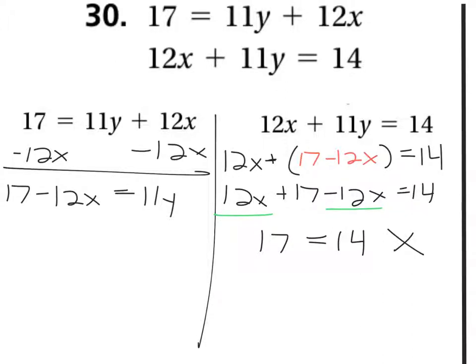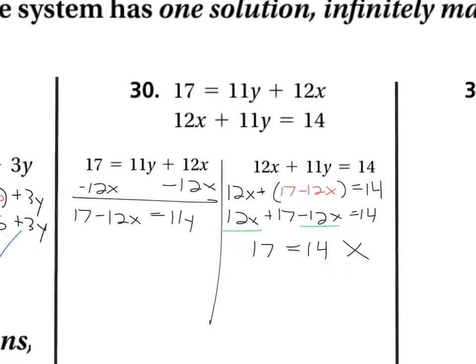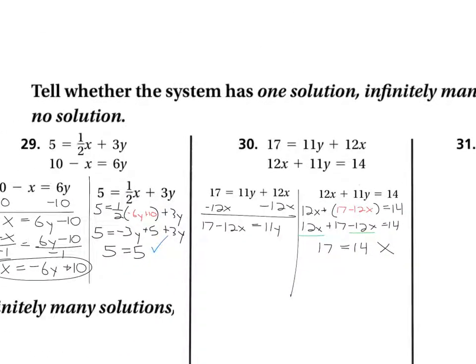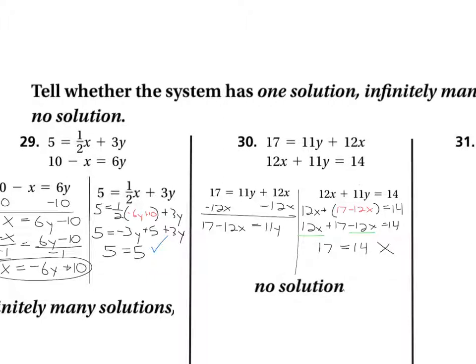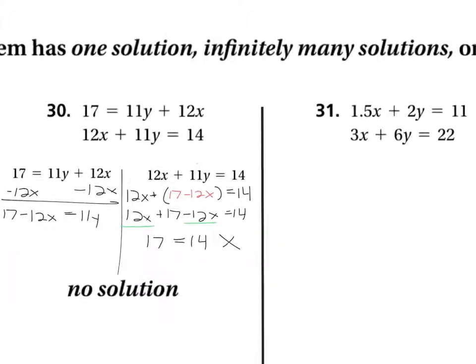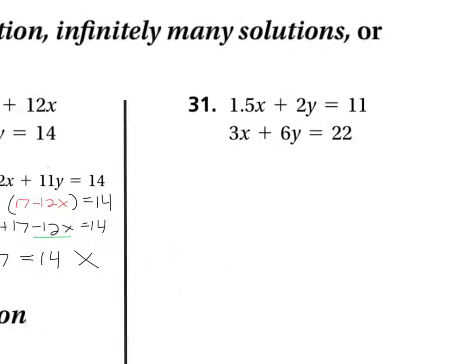Not true. So another special situation, because when you tried to eliminate one variable, the other variable disappeared too. And then you examine the result, and if the result is false, 17 equals 14 is false, then what we say about this is that this is a no solution situation. So I'm going to grab that. No solution. Stick it right down there. No solution for that one. Okay. All right. We're on our way.